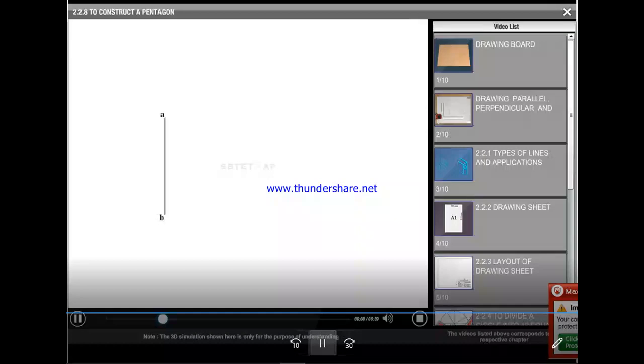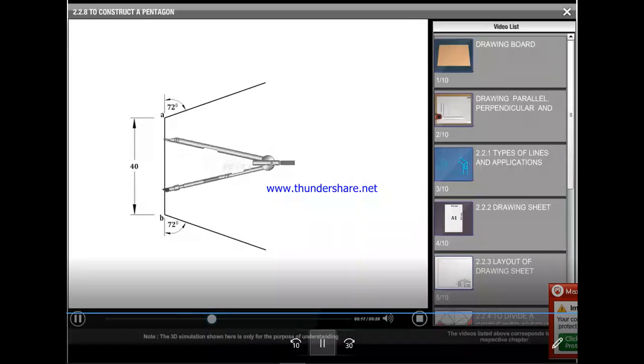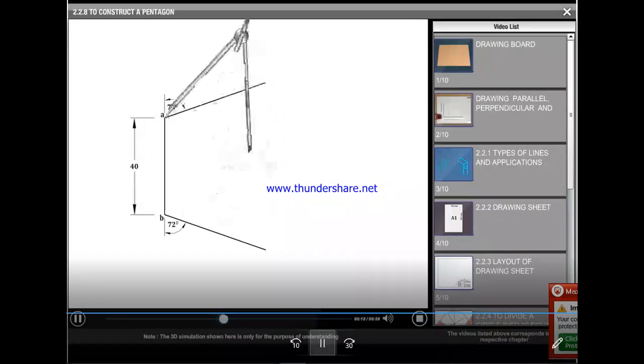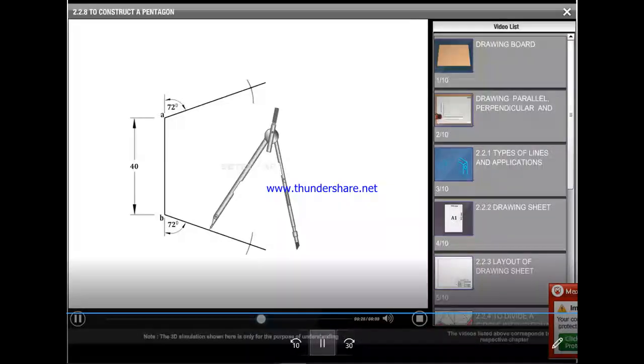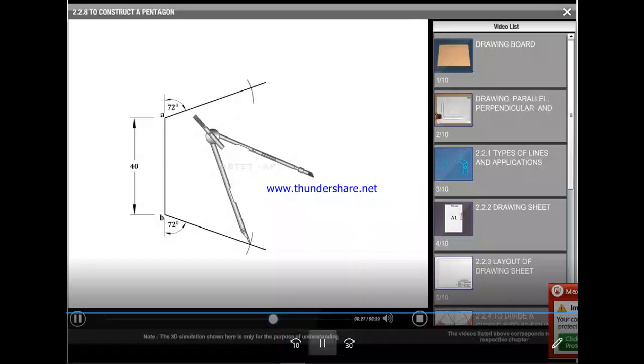Now draw one side of the pentagon vertically, and from the two ends of the line, set an angle of 72 degrees externally. Now get the second and third sides of the pentagon. And using compass, get the fifth point. Complete the pentagon.